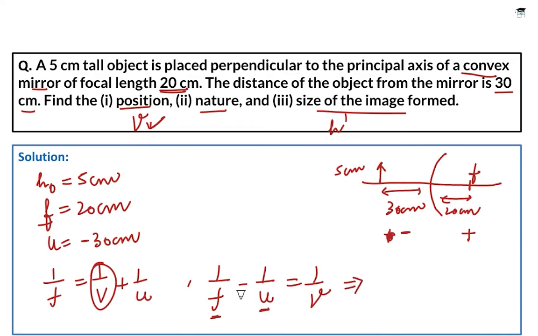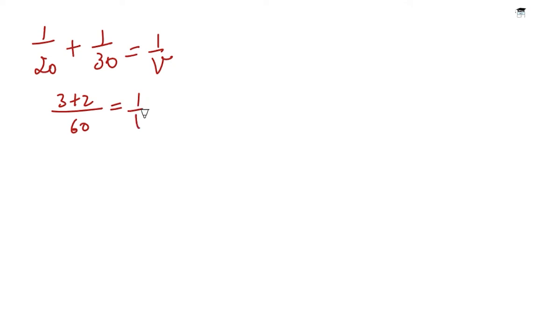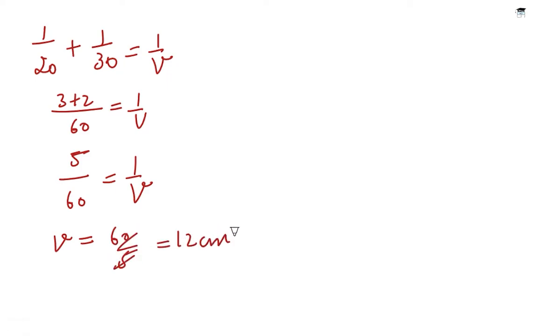So F is 20 and U is minus 30, equal to 1 by V. So this will become 1 by 20 plus 1 by 30 is equal to 1 by V. We'll have to take the LCM, it will be 60, then 3 plus 2 is equal to 1 by V. This will come out to be 5 by 60 is equal to 1 by V. So we will take the reciprocal to find the V. So V is going to be 60 by 5 and this will come out to be 12 centimeters.